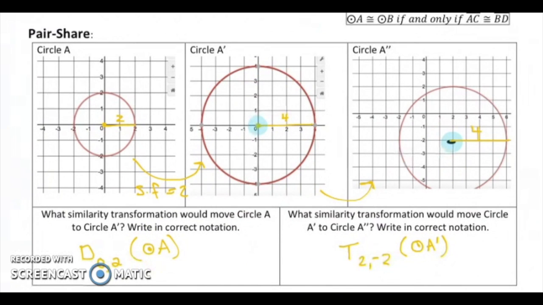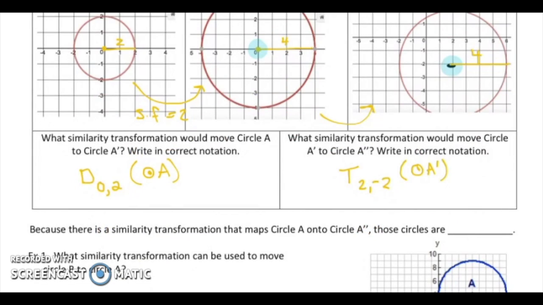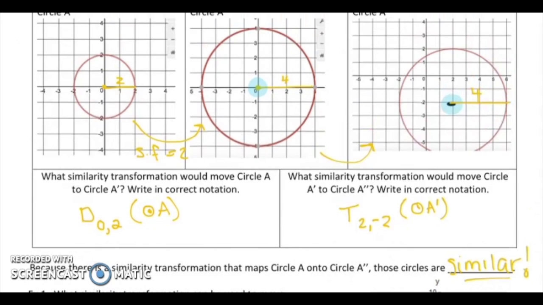So because we have a similarity transformation that would map circle A to circle A double prime, we know that those circles are similar. And this will be true of any set of circles. Anytime I have circles, they have to be similar because we could always come up with a similarity transformation that would transform one into the other.